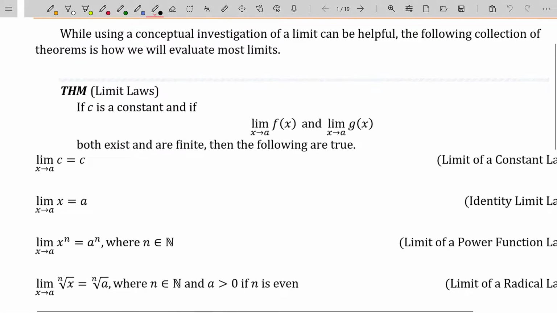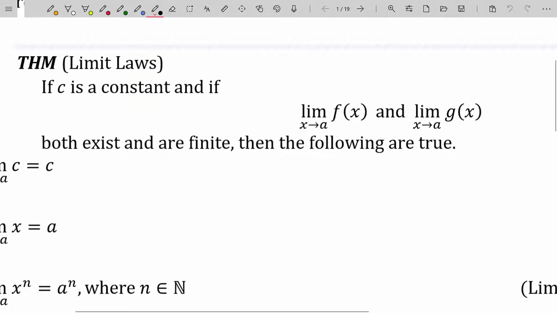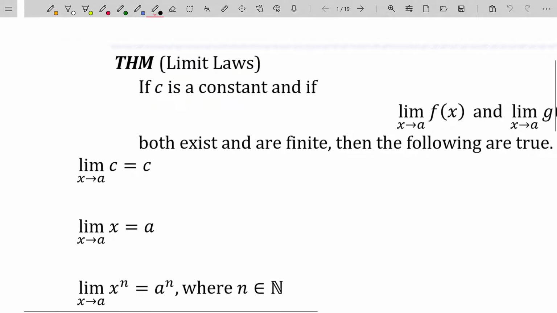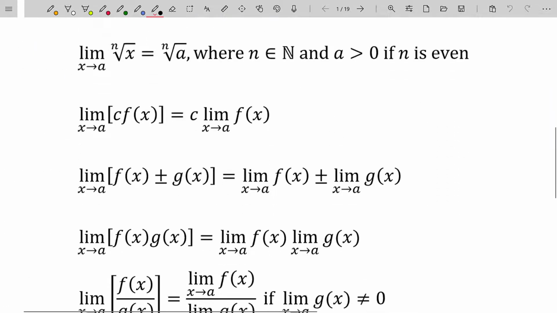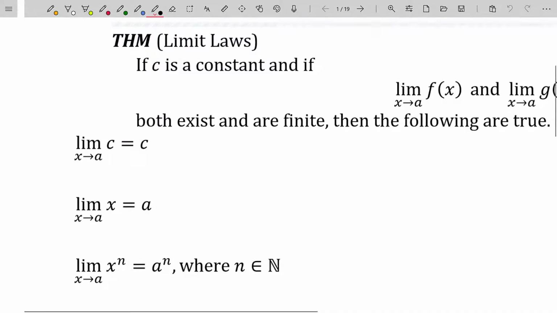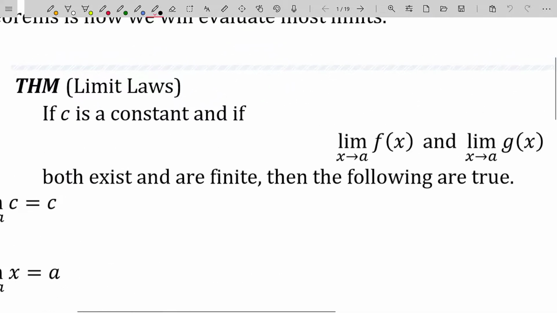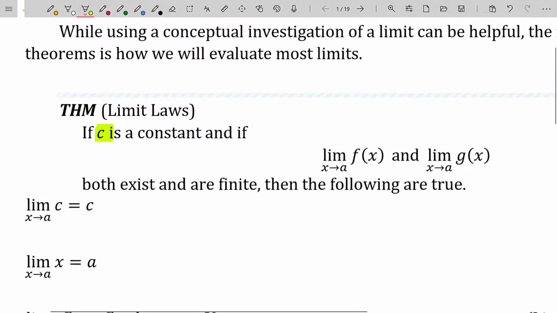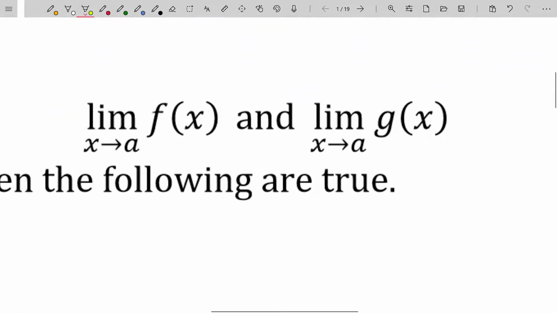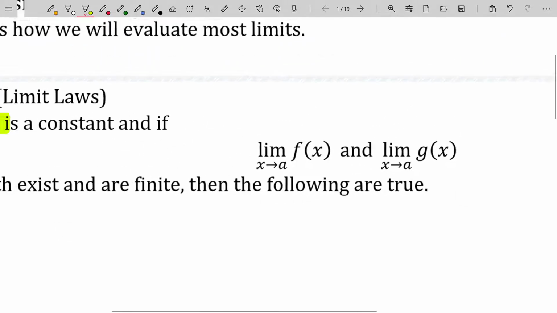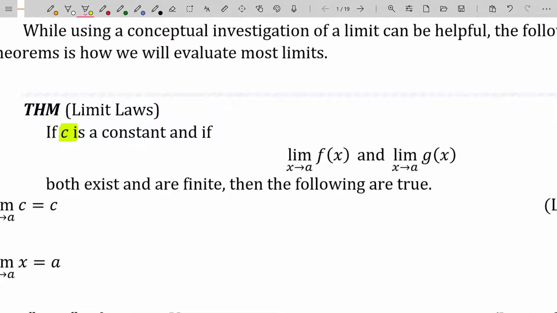However, there's one piece that, even though it's not in that laundry list of properties here, is one initial statement that most people forget. Pretend as though c is a constant, and we are considering the limit as x approaches a of f of x, and the limit as x approaches the same value of a for a different function g of x. And let's suppose that both of these limits exist and are finite.